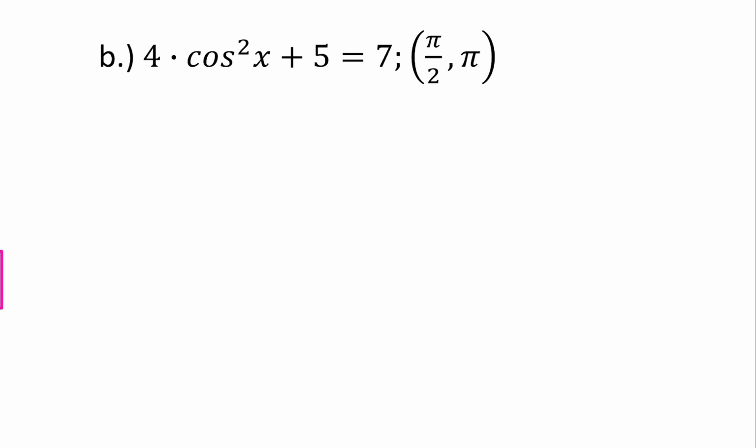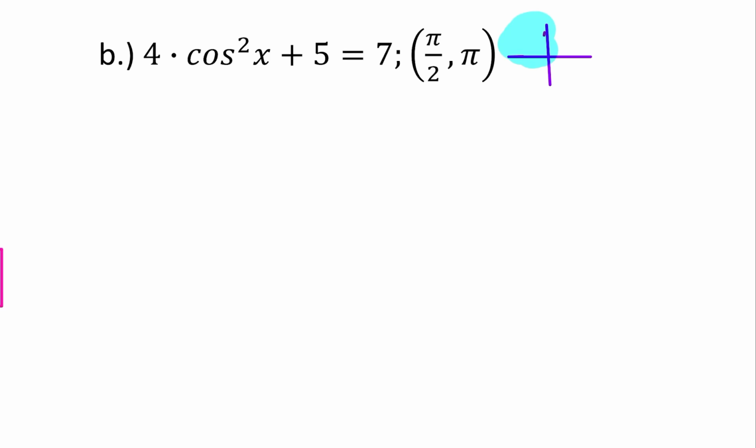Part B says 4 times the cosine squared plus 5 equals 7, and we're finding it from pi over 2 to pi. Let's talk real quick about where that's at, just so we have it in our mind. We know that pi over 2 to pi is going to represent the second quadrant. Pi over 2 is going straight up, pi is going to the left, so it's going to be somewhere in that quadrant if the answer works.